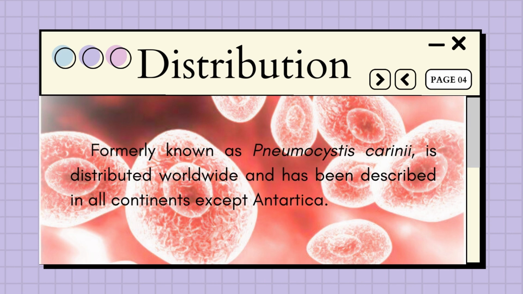Again, it is formerly known as Pneumocystis carinii and is distributed worldwide and has been described on all continents except Antarctica. Its distribution is more prevalent in densely populated urban areas and in regions which have a higher prevalence of HIV and AIDS.